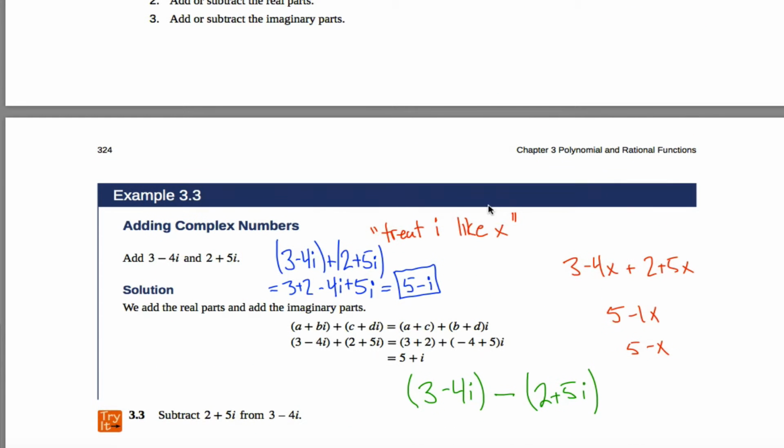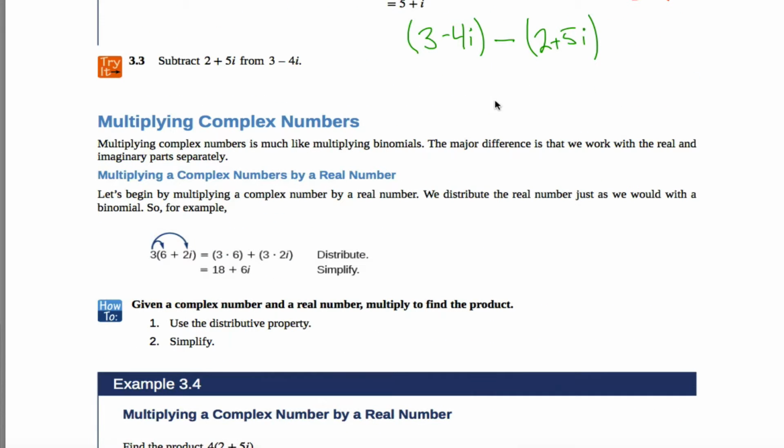So if you use my little trick where you treat the i's like the x's, that's fine. Treat this as though they were x's. If these were x's, maybe you would get rid of the parentheses first by distributing this -1 in. And then you'd combine like terms. You'd say 3 and -2 are 1. -4i and -5i combine to give me -9i. And that would be the right answer.